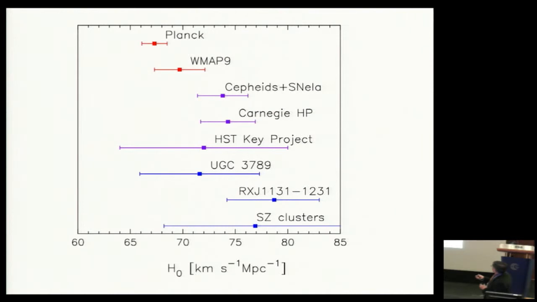Okay, so all of these numbers seem high compared to this number. These two in particular are geometrical measurements. So that's potentially worrying. The discrepancy between Planck and the time delay measurement is also 2.5 sigma.